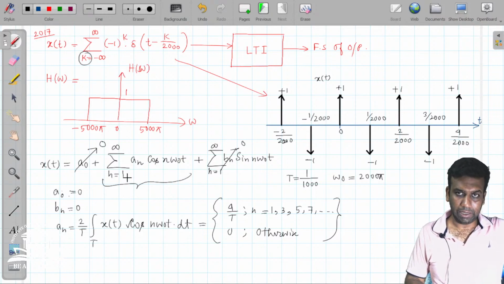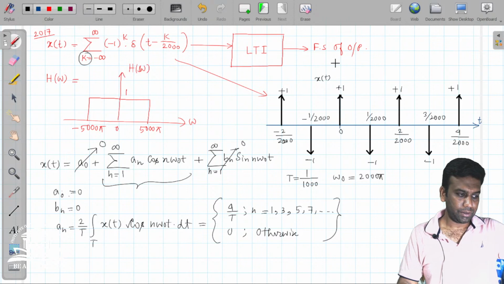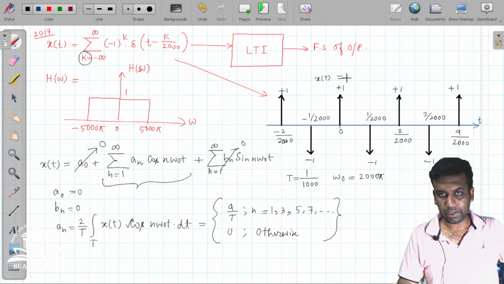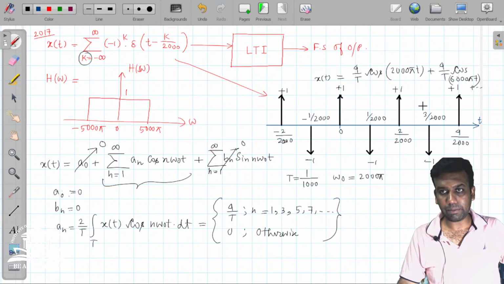So you will have the Fourier series as, it will look like this. The Fourier series of x(t) will look like this: 4/T cos 2000 pi t, next plus 4/T cos 6000 pi t, and after this there will be dot dot.